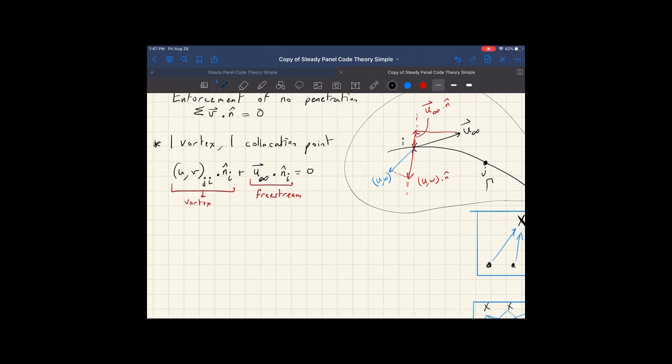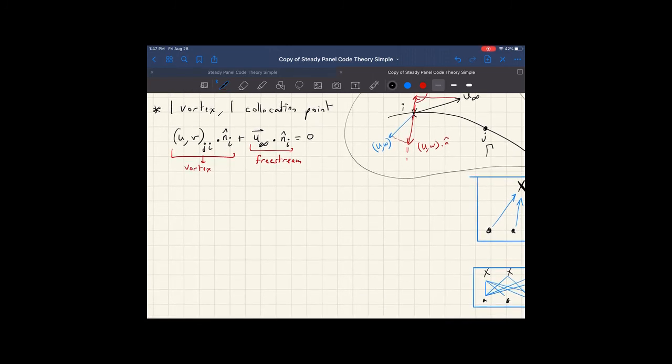Now, let's up the complexity a little bit. Let's say we want to look at the setup where you have all the vortices on the camber, but all you need to do is enforce the no penetration at, let's say, one collocation point. So let's pick just the first collocation point.